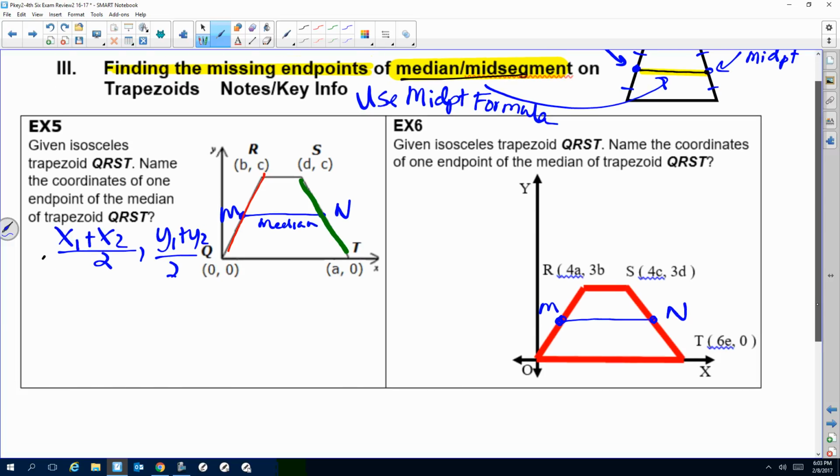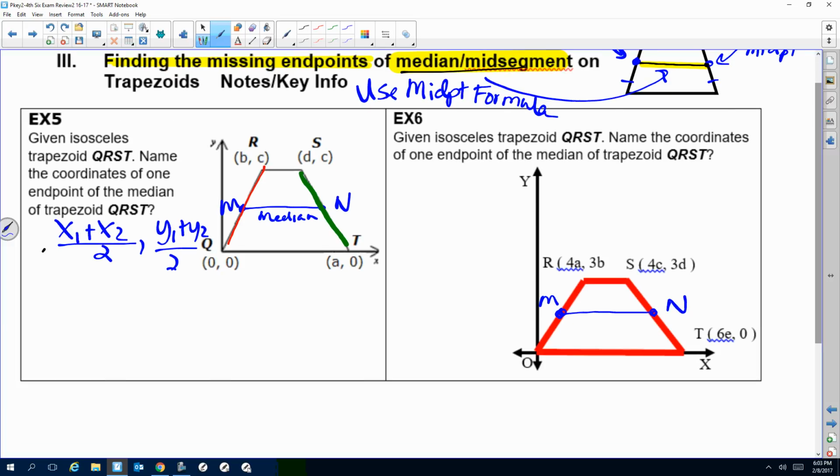Now, what I have over here, x1 plus x2 over 2, comma, y1 plus y2 over 2, is your midpoint formula. And this is on your formula chart, so you should be good to go. Just applying it. You're just going to have to remember you're doing it with letters instead of numbers.